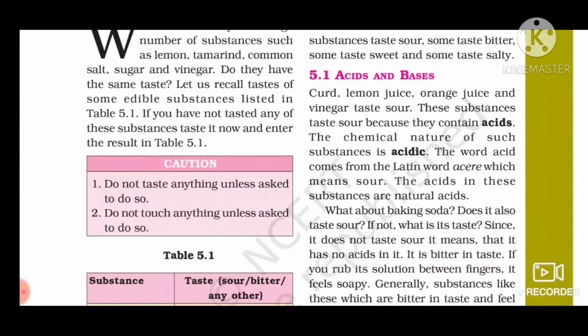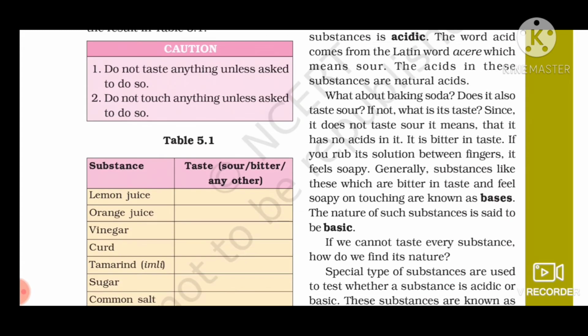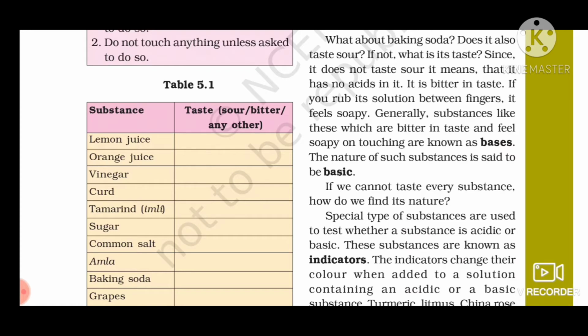As these are sour to taste, they are called acidic in nature. This word acid is taken from the Latin word acere, which means sour. Similarly, we have the other tastes also: sweet, salt and bitter. The bases are the substances which are bitter in taste and, when we touch them, we feel slippery, that is soapy in nature. The nature of substances of such type is said to be basic.